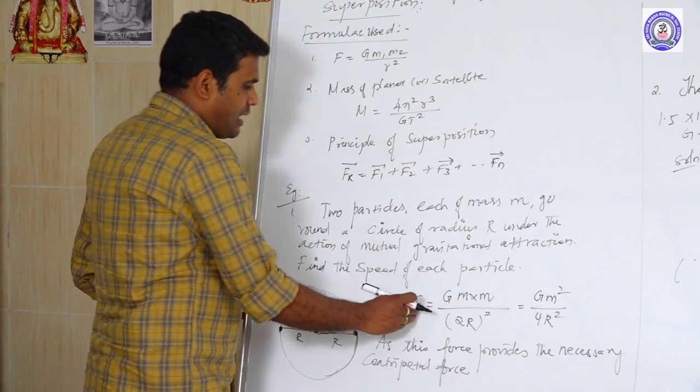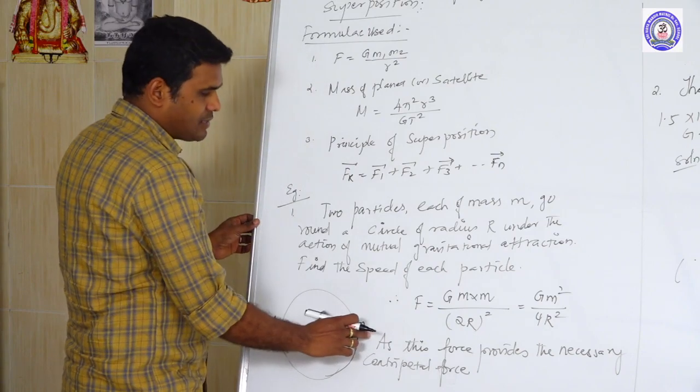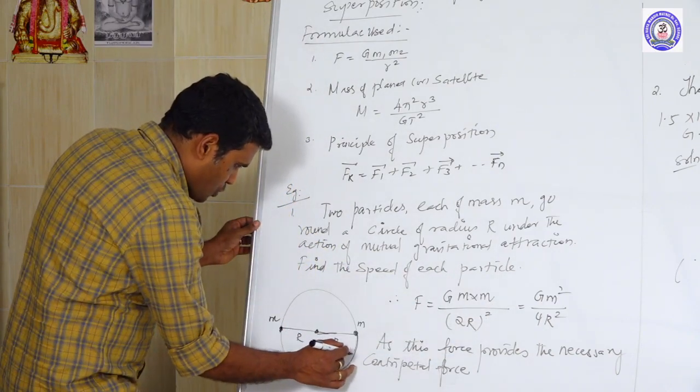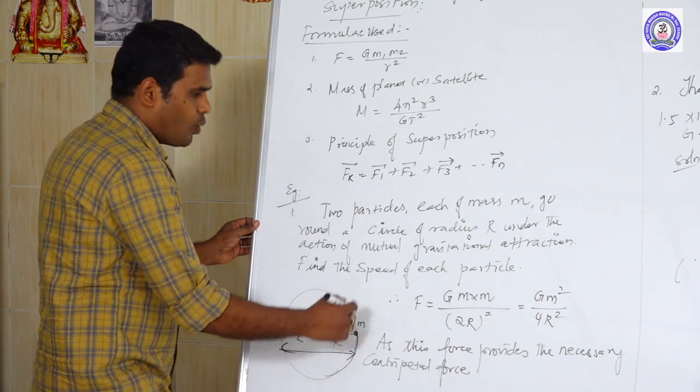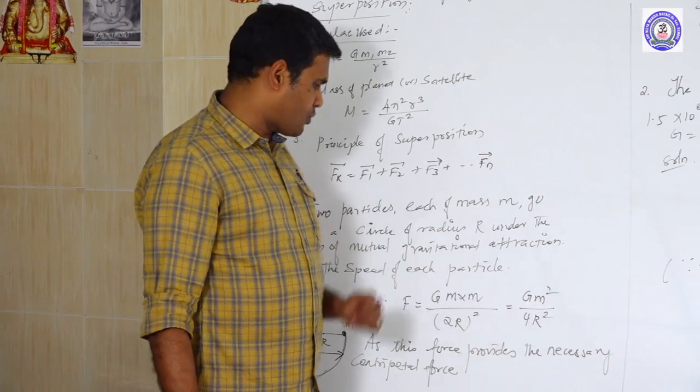So force can be calculated from the expression F is equal to G m1 m2 divided by r square. Since the masses are equal, I can take it as m into m. And the distance of separation is 2r. So 2r the whole square, which gives G m square divided by 4r square.